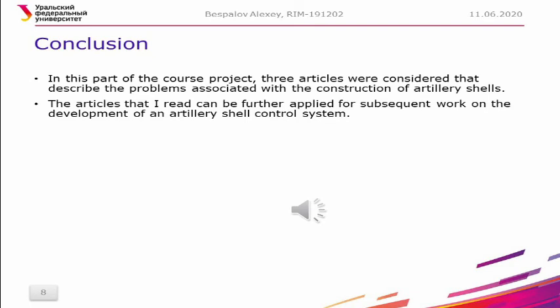Conclusion: in this part of the course project, three articles were considered that describe the problems associated with the development of a control system for highly maneuvering objects. At this stage, the most pressing problems were considered, and the answers to them are often found in scientific journals. The articles that I read can be further applied for subsequent work and the development of a control system that meets strict standards and allows you to perform the most complex tasks. That's all.